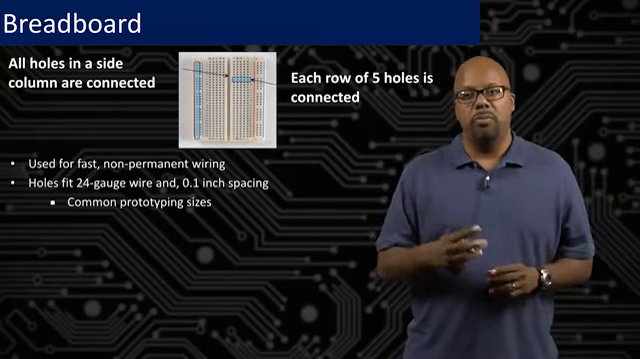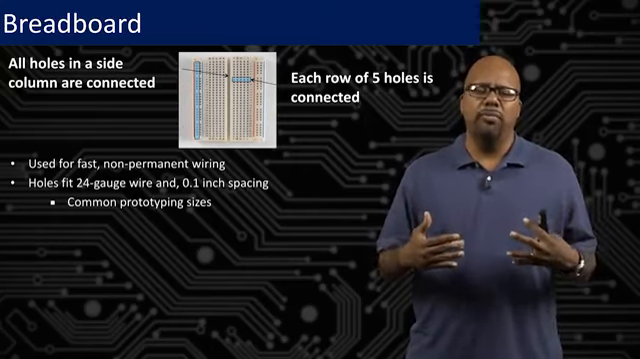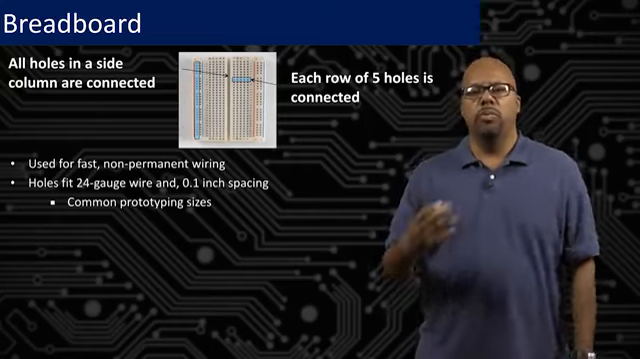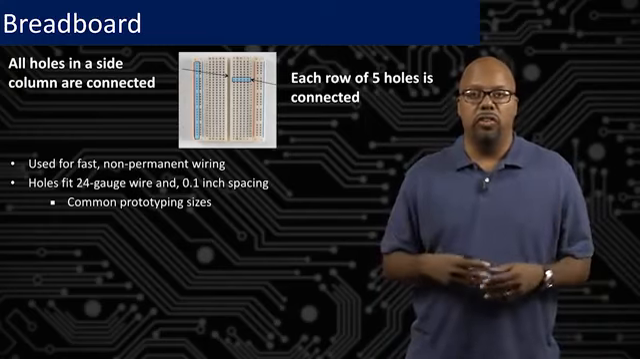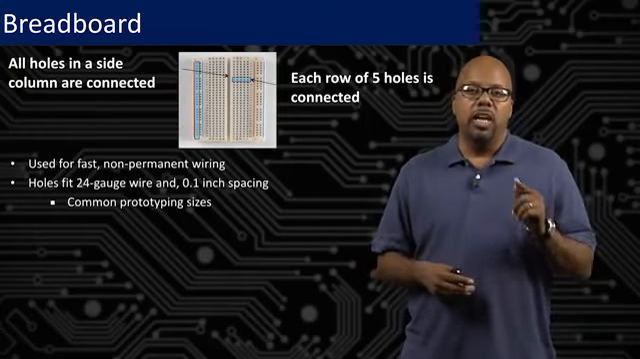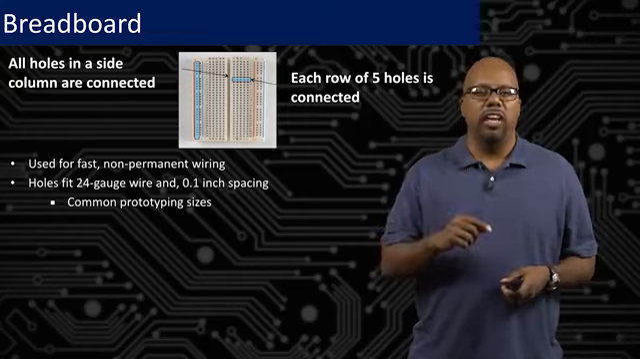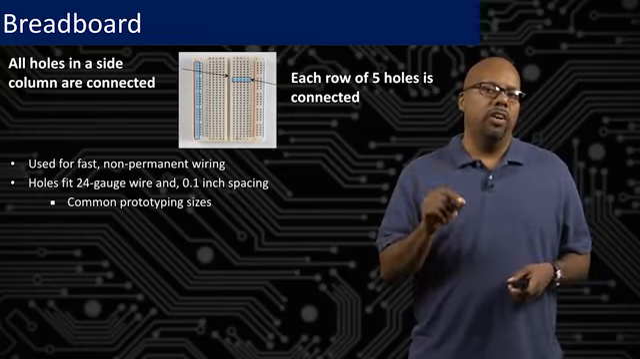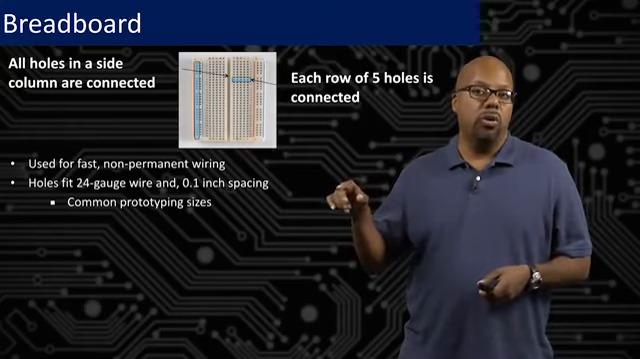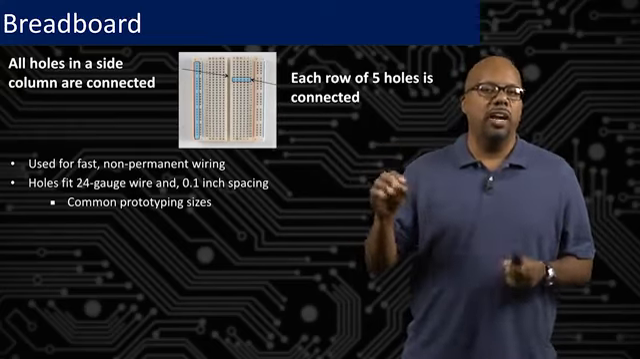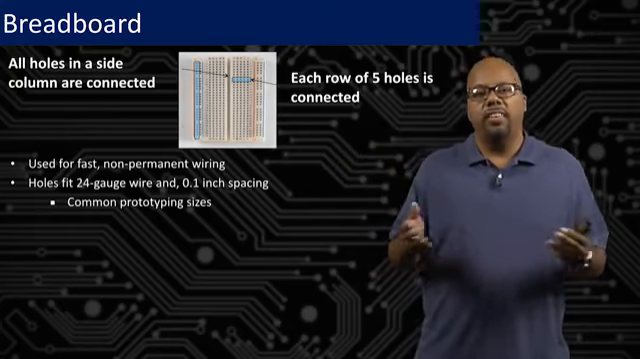We're going to be using a breadboard. So a breadboard is for non-permanent wiring. It's a board with a bunch of holes, and these holes fit 24-gauge wire, which is the common wire size for components like this. And these holes are connected electrically. There are rows of 5 holes. If you put a wire into one hole in a row of 5, all the other holes in the same row of 5 are connected. So you can plug 2 wires into 2 different holes on the same row, and they are connected. And that's how you connect components.